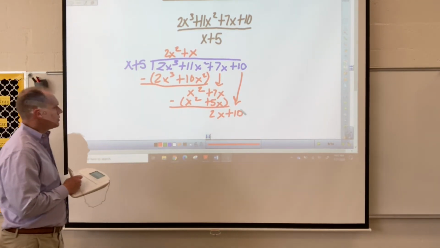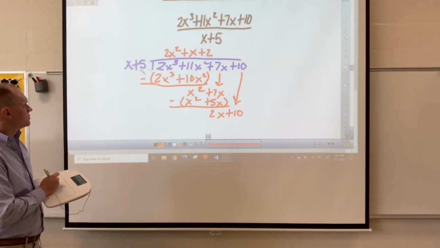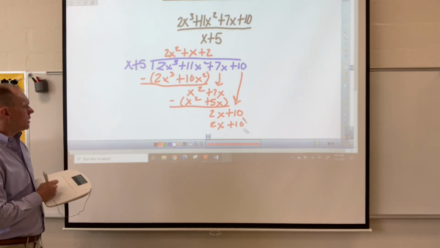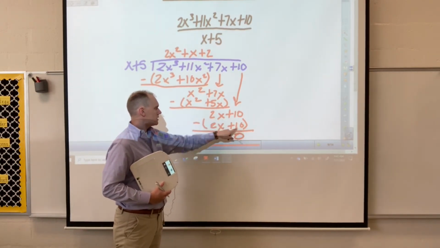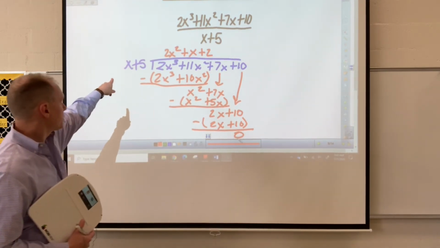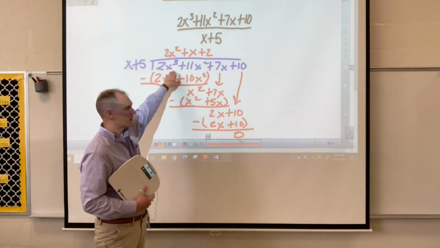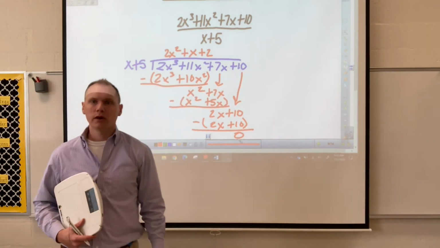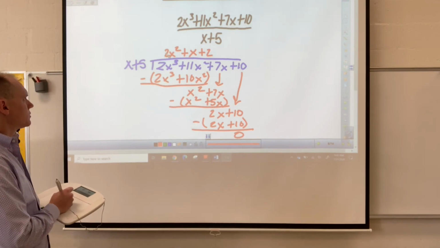Okay, so x times what is 2x? That would be 2. 2 times x is 2x. 2 times 5 is 10. And we're left with the remainder of 0 because 2x minus 2x is 0. 10 minus 10 is also 0. So that means that x plus 5 is a factor of this cubic here. All right, and then the quotient, the other part of that, would be this quadratic.